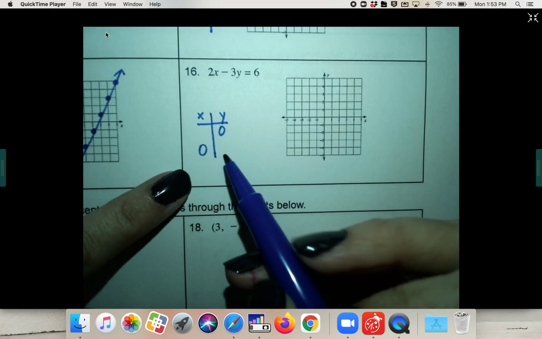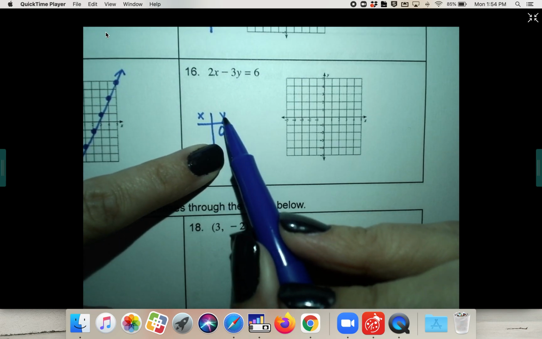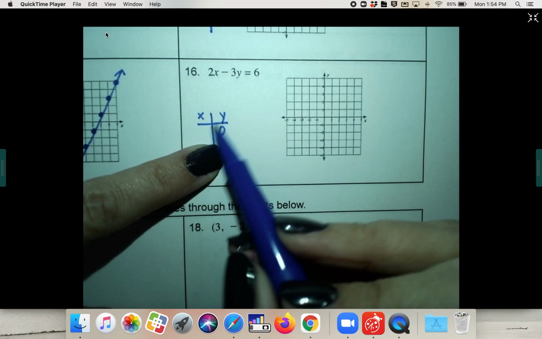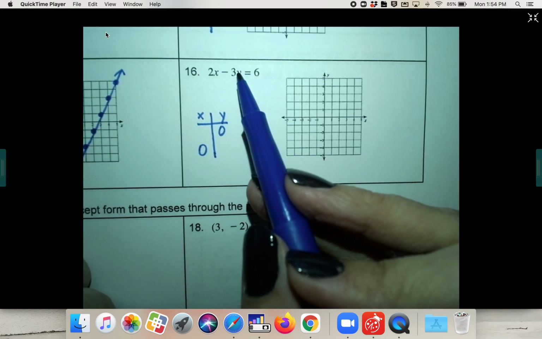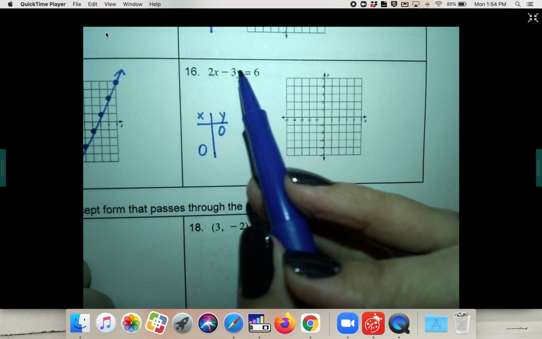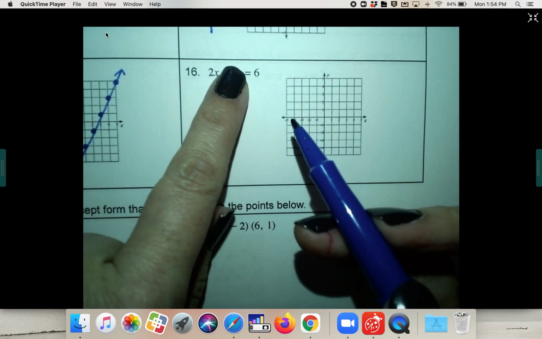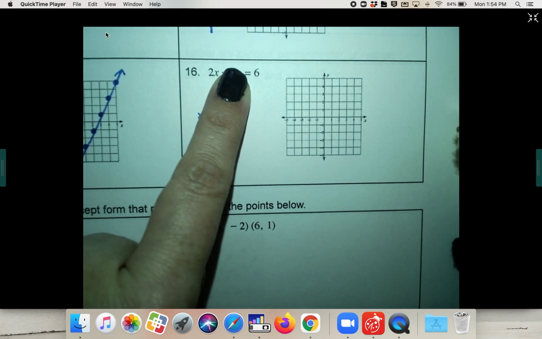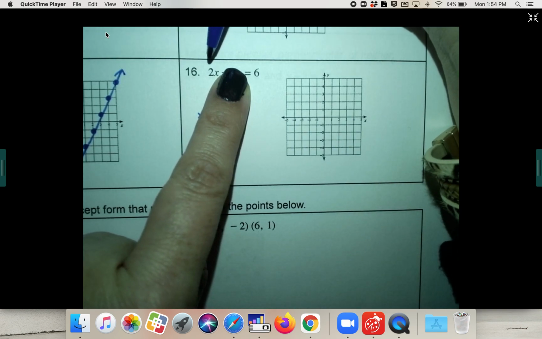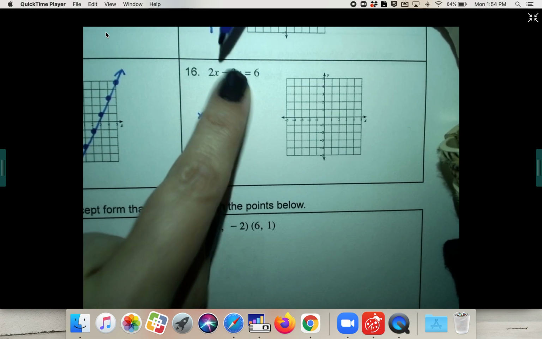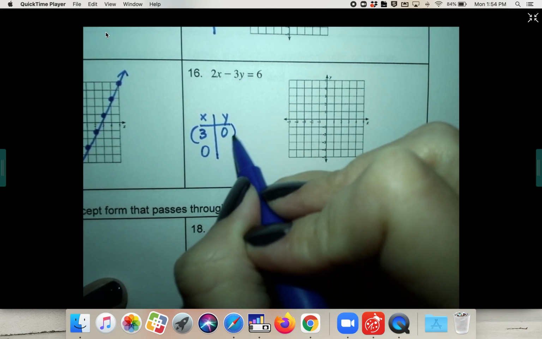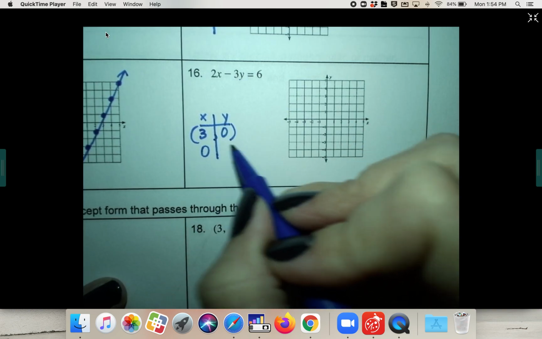So let's try when y is 0. When y is 0, let's see if we can find our x. 0 times anything is just 0, so this whole term would be gone. I just cover it up with my finger here and look at what we have left. It's hard to see over here, but what we have left is 2x equals 6. Let's do that in our head. 2 times what equals 6? That would be 3. So x is 3 when y is 0. So 3 comma 0. We can go ahead and plot that.